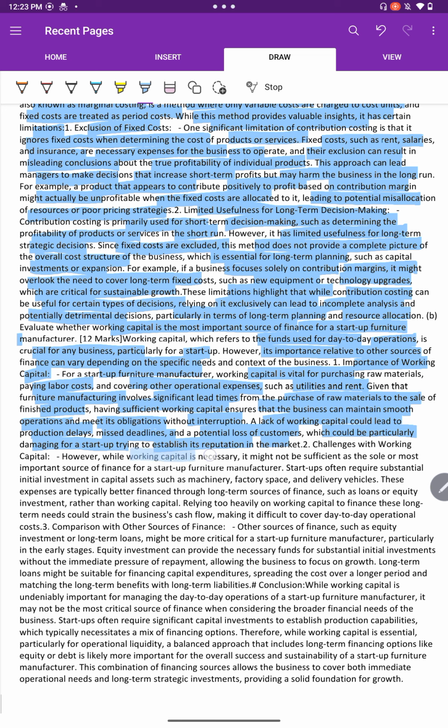However, while working capital is necessary, it might not be sufficient as the sole or most important source of finance for a startup furniture manufacturer. Startups often require substantial initial investment in capital assets such as machinery, factory space, and delivery vehicles. These expenses are typically better financed through long-term sources of finance, such as loans or equity investment rather than working capital. Relying too heavily on working capital to finance these long-term needs could strain the business cash flow, making it difficult to cover day-to-day operational costs.